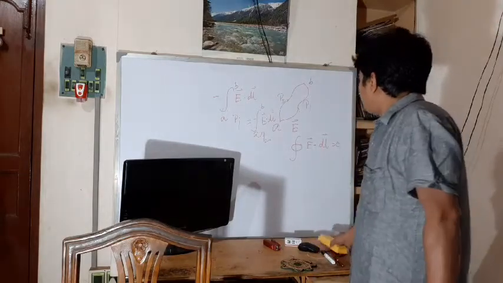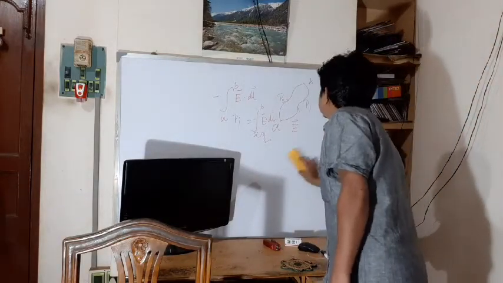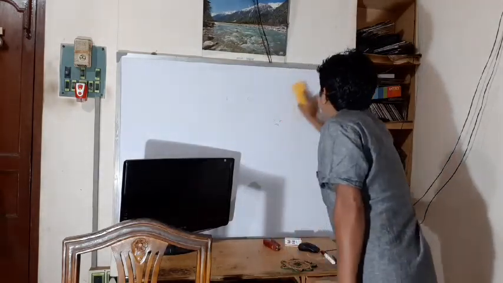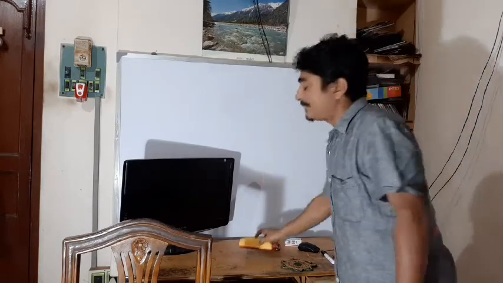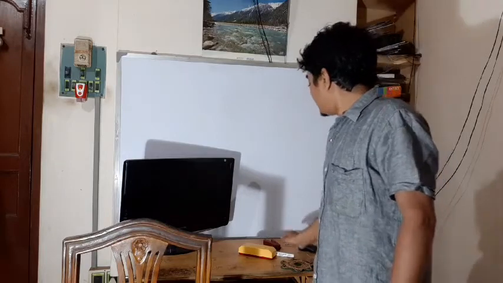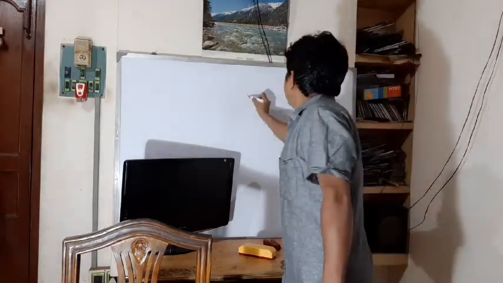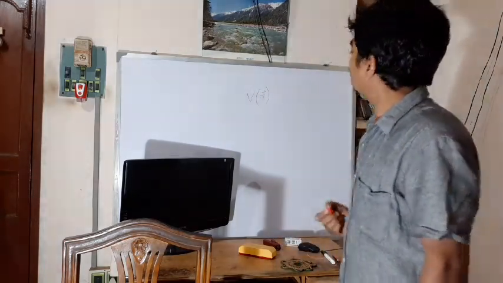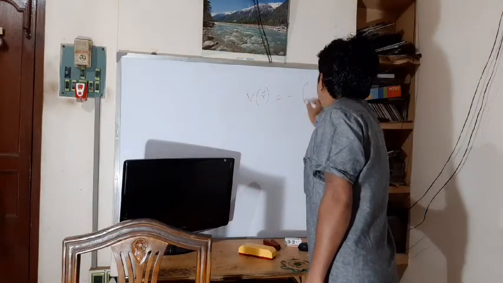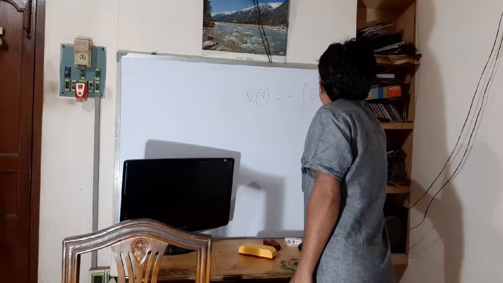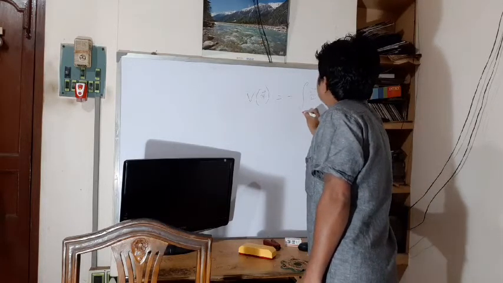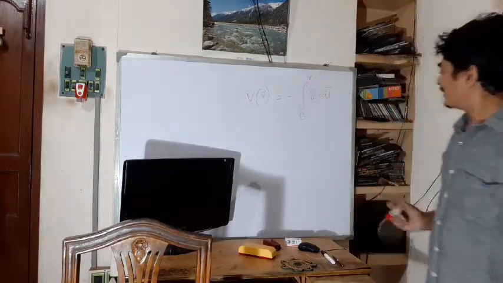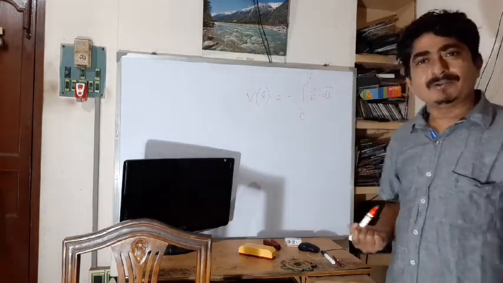Now if we think of a scalar function based on this concept that it is path independent, that is V as a function of r only, the position, not the path, that is minus the integral of E dot dl from any arbitrary reference point to any position r. So this is the potential, electric potential.